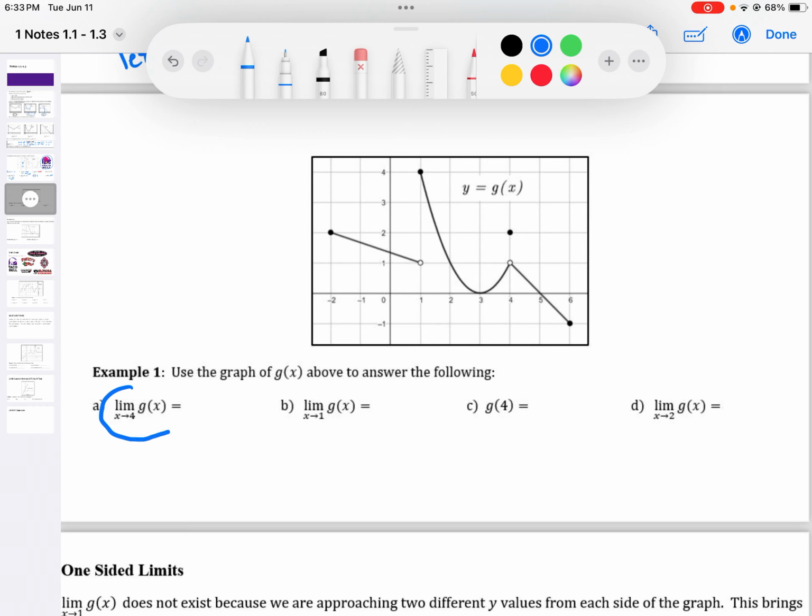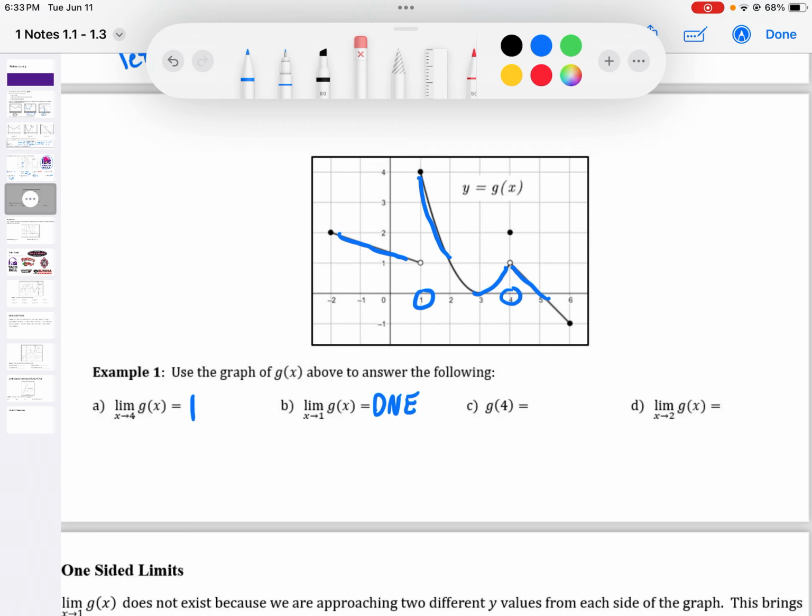So the limit of g of x as x approaches 4. This is a two-sided limit, not just one-sided. So I can think about it like meeting up my friend at the Taco Bell. At 4, from the left and from the right, they're approaching the same number, the same y value of 1. The limit of g of x as x approaches 1, from the left and from the right, is not approaching the same thing. My friend and I would not meet up, so I would say D and E.